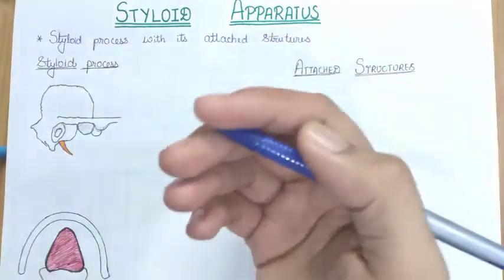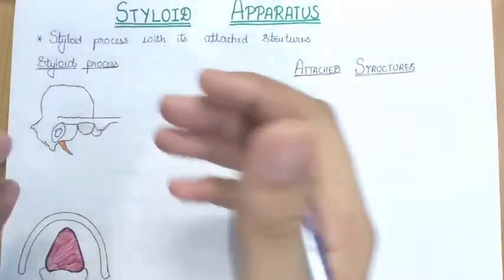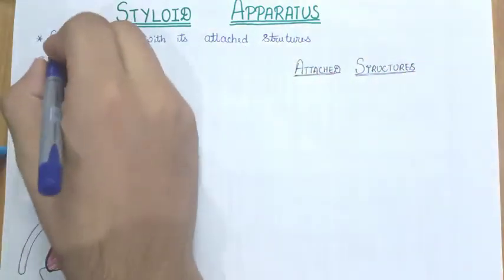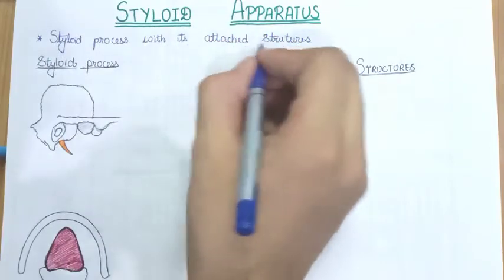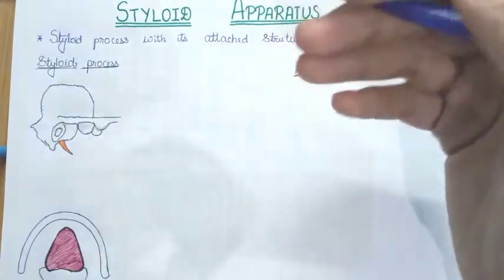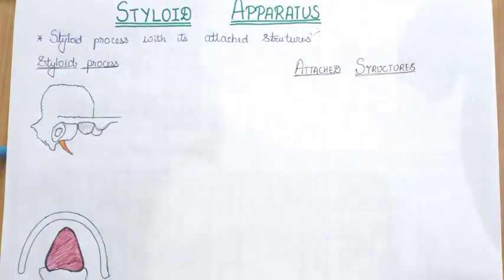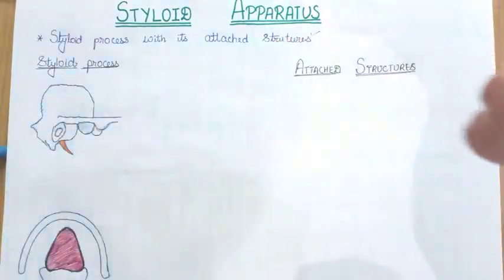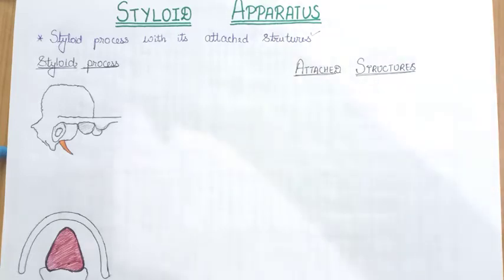The styloid apparatus is the combination of the styloid process with the attached structures. So the styloid process with its attached structures is called the styloid apparatus. We'll be discussing what this styloid process is and what the associated structures attached to it are.